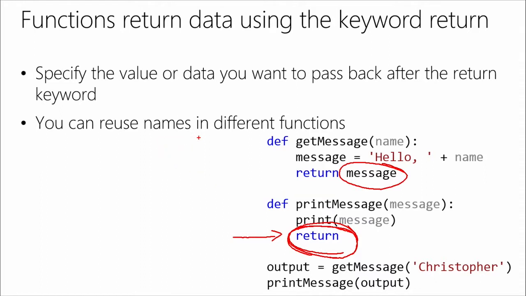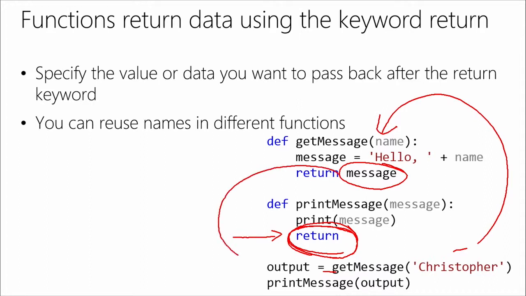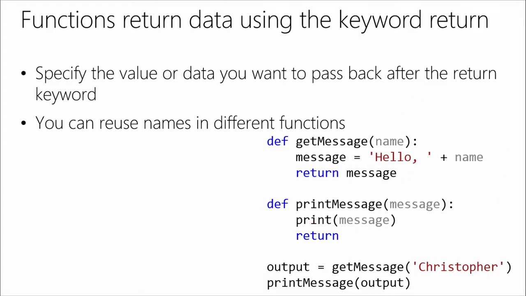So if we break things down, you'll notice that down here I've got my little get message. So I'm going to pass in Christopher. It's going to do its work. And then message, sound effects and all, is going to go right down to there. Nice. So that is what's going to happen with our return value.